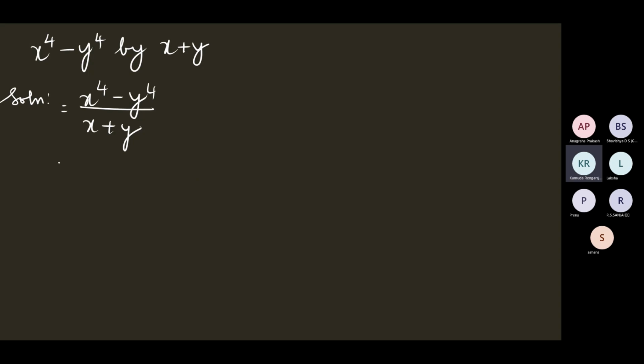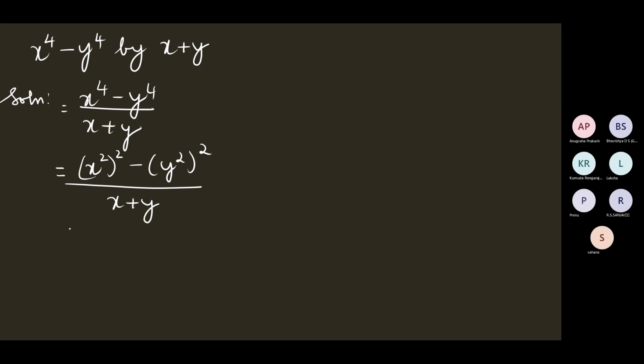Now how do we do this? Factorize the numerator. X to the power 4 can be written as x squared the whole square, minus y to the power 4 written as y squared the whole square. Write the denominator, x plus y, as it is. The numerator is of the form a square minus b square. What are a and b? Ma'am, x square is a and y square is b. Very good. So the factors are a plus b and a minus b.